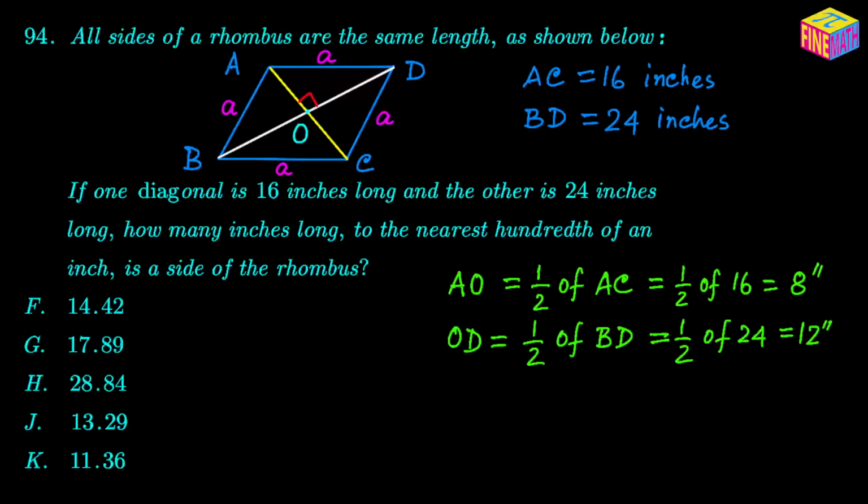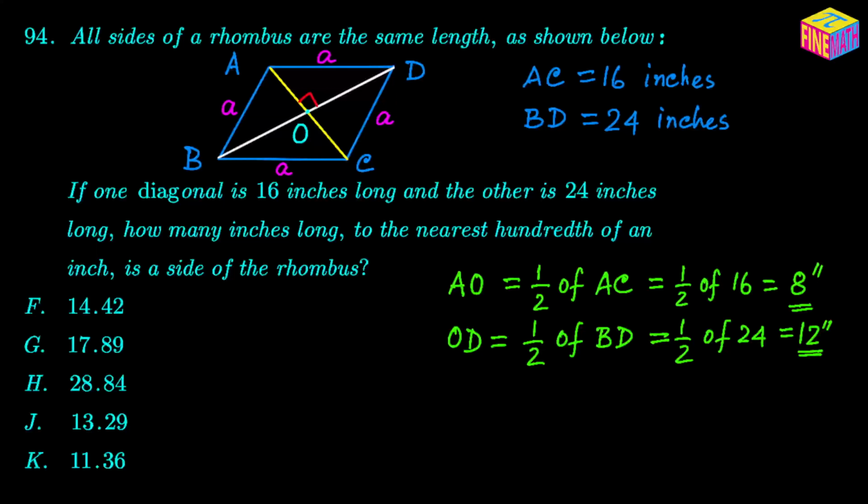So now in the triangle AOD, you can clearly see that it is a right triangle because the angle AOD is a right angle, and we know the two sides of that triangle which are AO and OD. So AO is 8 inches and OD is 12 inches, right? And if it is a right triangle, then it's very easy. Then AD, which is the hypotenuse of this right triangle, is actually one side of the rhombus. That's exactly what we have to calculate.